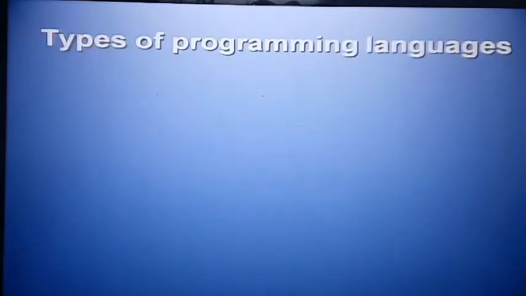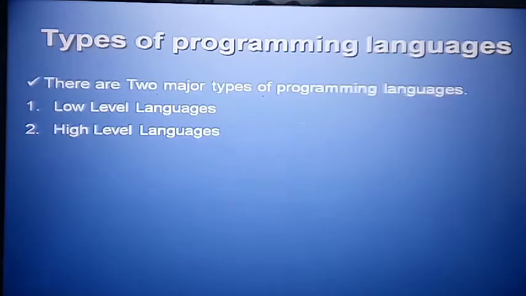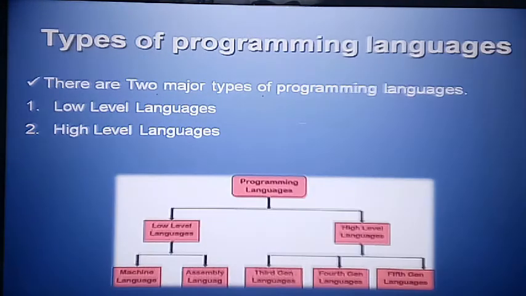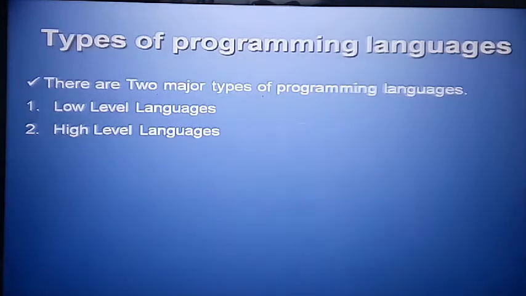Types of programming languages. So there are two types of programming languages. One is a low level language and second is a high level language. So here we can see low level language and high level language. So low level language is machine language and assembly language, and high level language is third generation language, fourth generation language and fifth generation language, right?